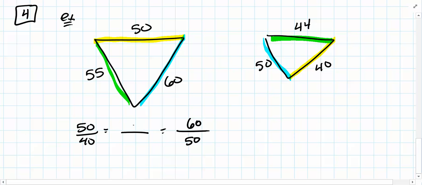Yeah, wait. No, it's 5 over 4 equals 5 over 4. Okay. 5 over 4 does not equal 6 over 5. Very good. So these are not similar. So what's it going to take for them to be similar? They all have to be in proportion. All three have to be in proportion. Very good.